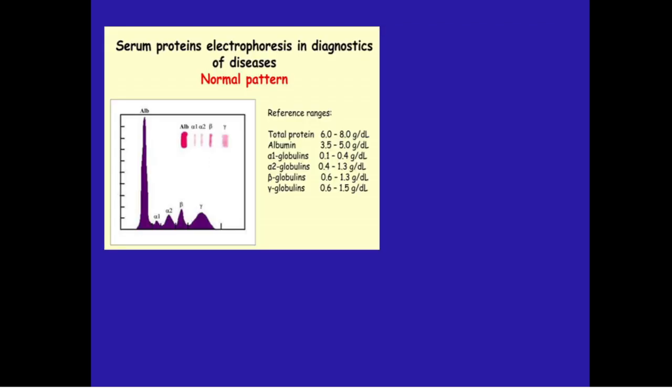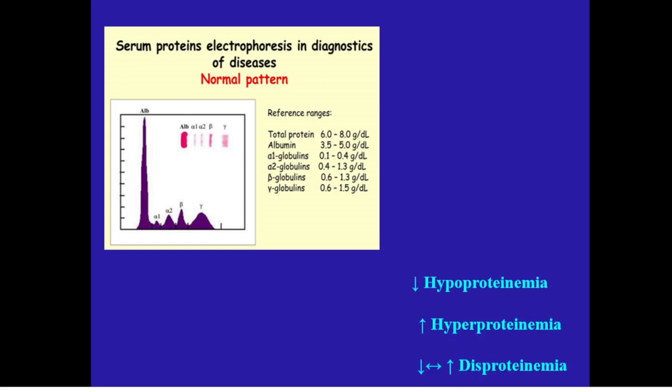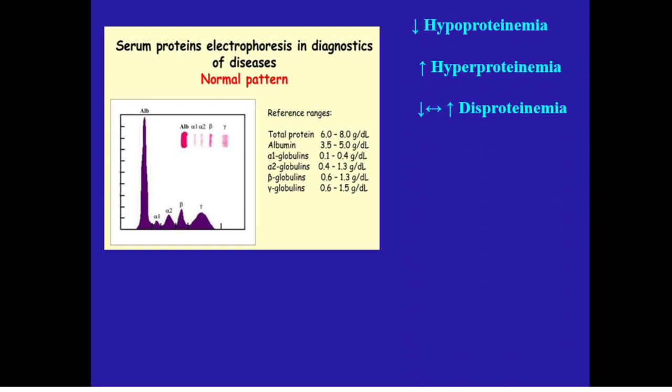Electrophoresis is used in the diagnostics of many diseases, and here you must write the definitions for the disorders of quantity of proteins in our blood serum, or disorders in the fractions. This is hypoproteinemia, hyperproteinemia, and dysproteinemia. Understandably, hypoproteinemia is a decreased total quantity of proteins.